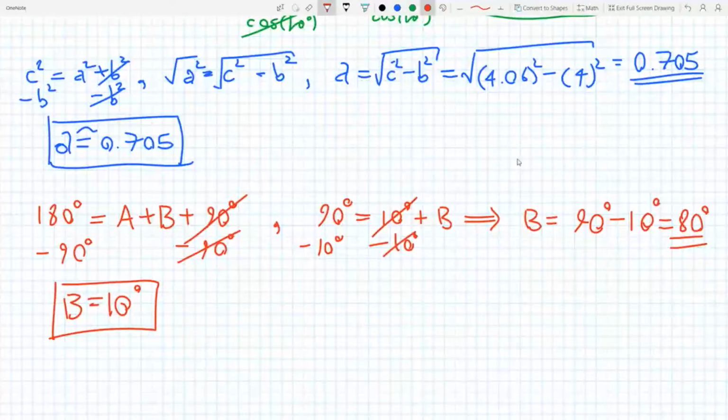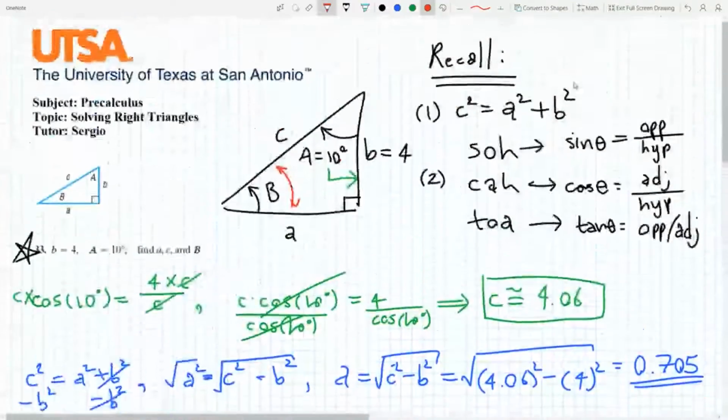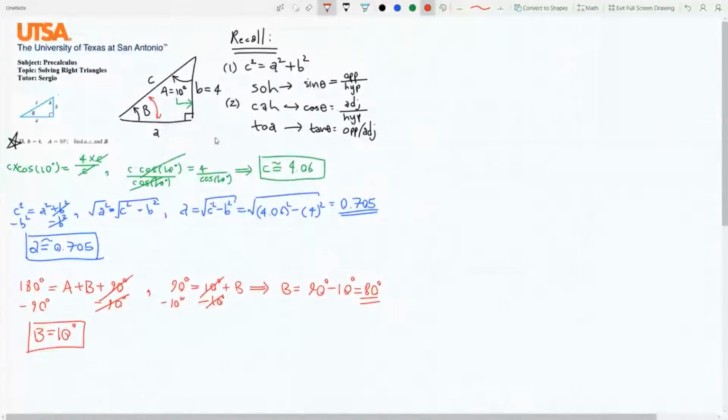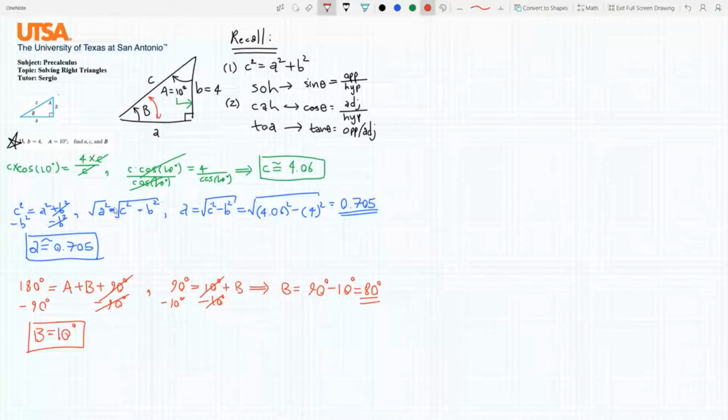So by using trigonometric identities, with the help of SOHCAHTOA, we were able to solve for the value of C, and using the Pythagorean theorem, we were able to solve for one of the other missing sides, A. And using the fact that all interior angles for a right triangle must sum up to 180 degrees, we ended up with the value for capital B.